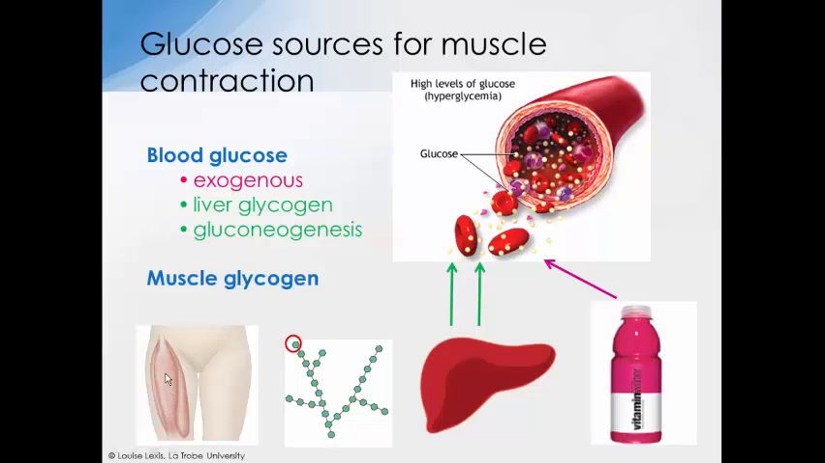Glycogen is also stored in skeletal muscle, and when the skeletal muscle starts contracting, that glycogen can be broken down and the individual glucose molecules used for ATP production.